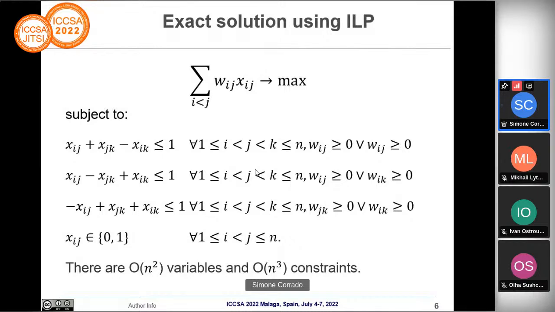They're called triangle constraints, and they ensure that if vertices i and j fall into the same cluster, and j and k fall into the same cluster, then obviously i and k should also fall into it. So those constraints ensure that.